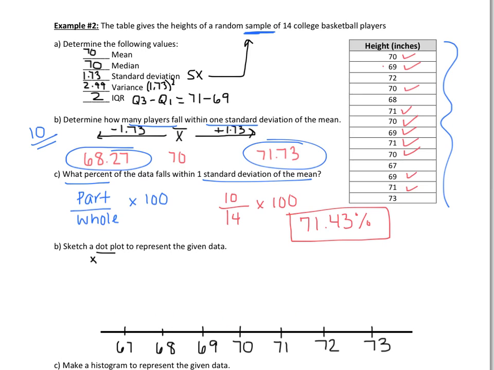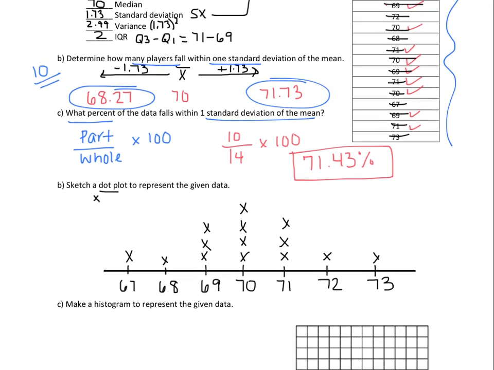So 70, I'm going to cross off 70, and I'm going to put an X right here. Cross off 69, put an X right there. 72, 70. All right, you don't have to watch me do this. Pause the video, do the same thing, see if it looks like mine. Okay, here are your answers. Now your dot plot should look something like mine.